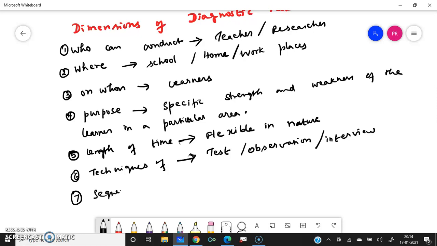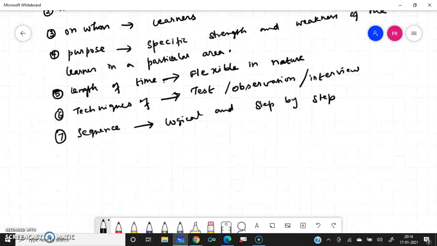Next is sequence. How we are going to do it is obviously logical and step by step. We have seen many steps, what all you are supposed to do. We have already discussed it.